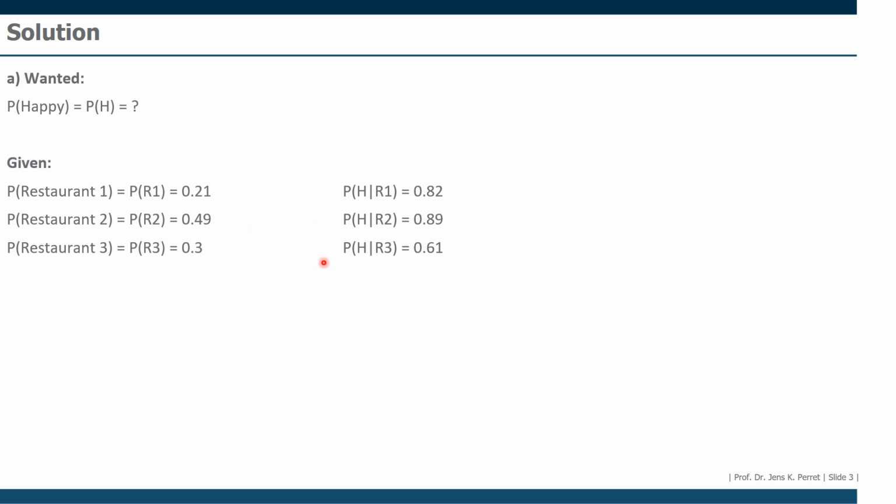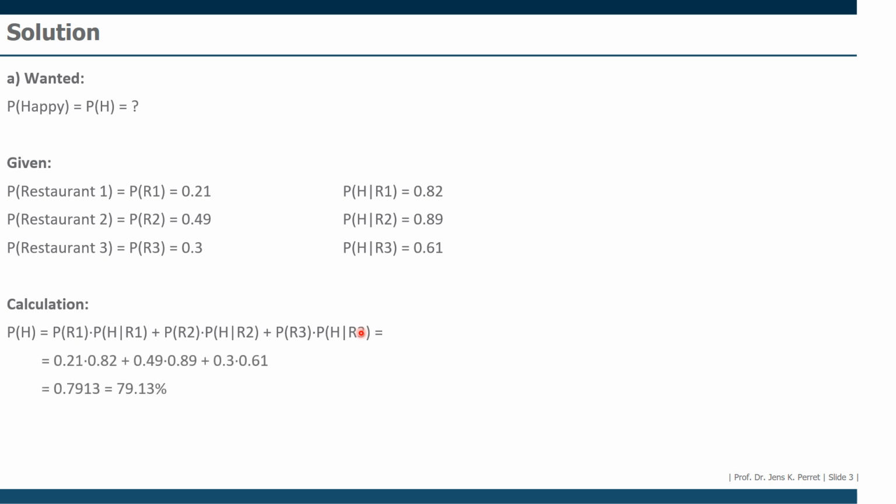So if we do this for all of them, we have for all restaurants the probability that you are happy if you're eating there. And if we add this up, we get the overall share of happy customers. So yeah, we're going to do this. We're multiplying these values, these values, these values, and adding all of this up. So we insert the values and get as a final result 79.13%.